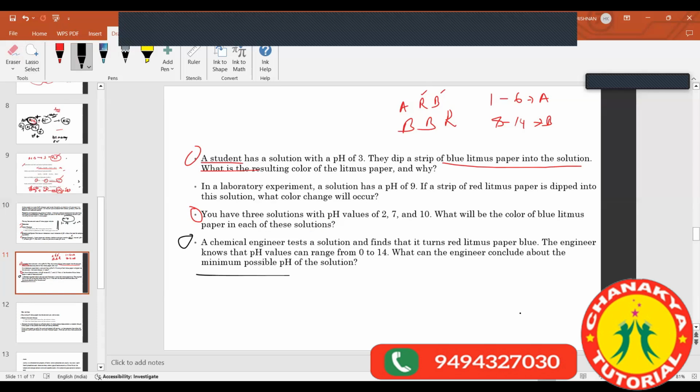A chemical engineer tests a solution and finds that it turns red litmus paper to blue. Ma'am, it means it is a base, from 8 to 14? Yeah, it is. The first question is right. 8 to 14, it's ranging, base. So red turned to blue means it is base.